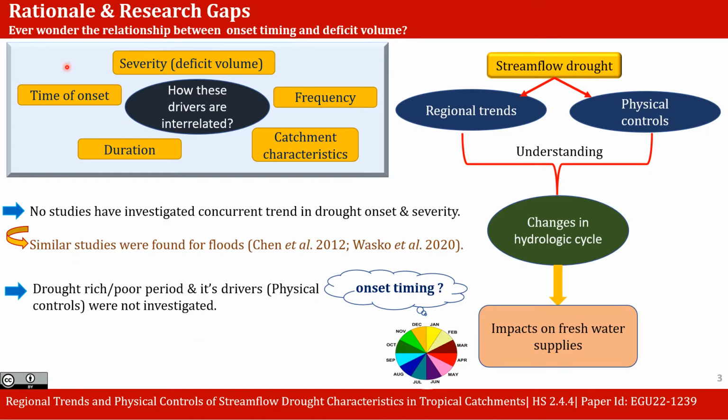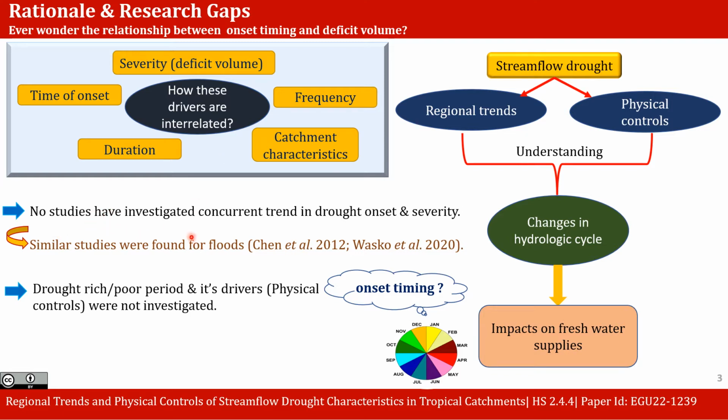Now, turning your focus to the rationale and the research gaps. Ever wonder about the relationship between onset timing and deficit volume? This study focuses on the relationship between the timing of drought onset and the deficit volume, and how these drivers are interrelated. There are several drivers: severity, which is known as deficit volume, the frequency of the drought, catchment characteristics, the duration of drought, and the time of onset. How are these drivers interrelated? Till now there have been no studies which explain this, so we will focus on these things and provide our results.